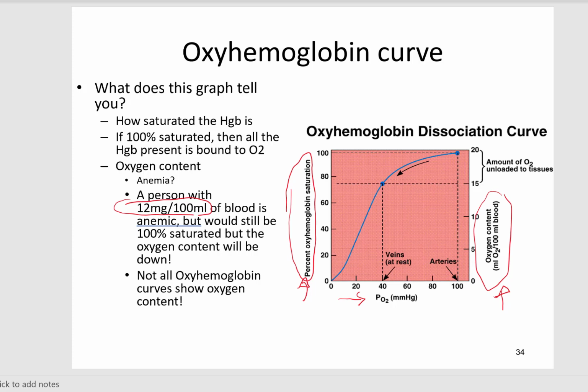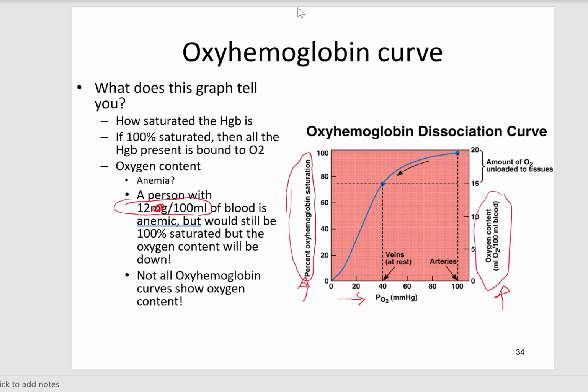You might appreciate how this y-axis on the right would change if it were a person with 12 grams percent of hemoglobin. That should be grams, not milligrams. Sorry, 12 grams. It would be different. It wouldn't reach all the way up to 20. So you need to really pay attention to those x and y axes. The x-axis never changes. The traditional y-axis is to only show the percent saturation. Only a few oxyhemoglobin curves actually include this oxygen content.